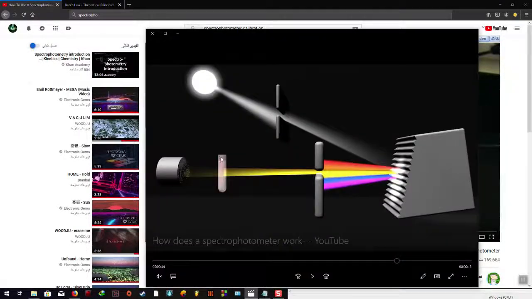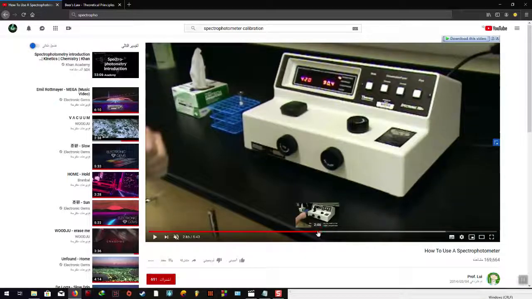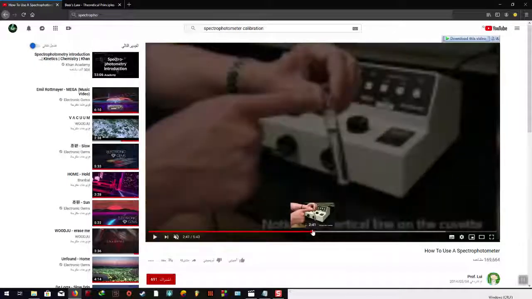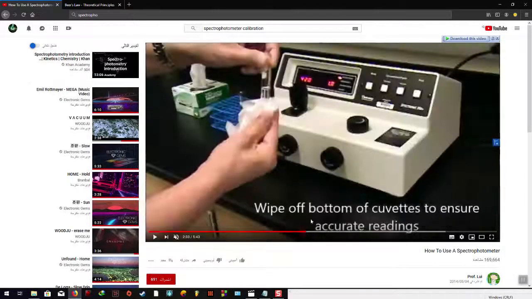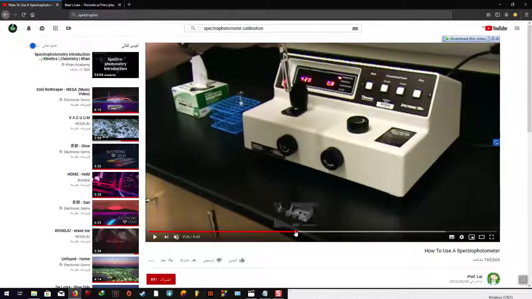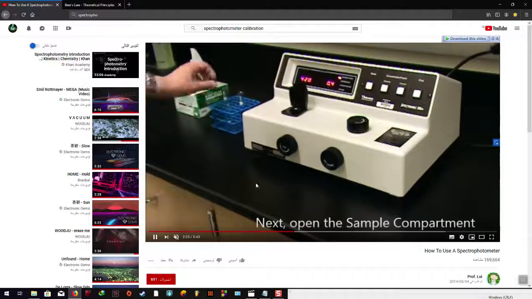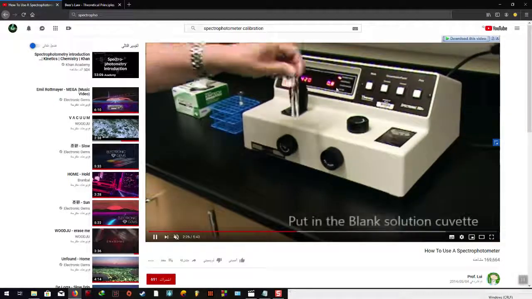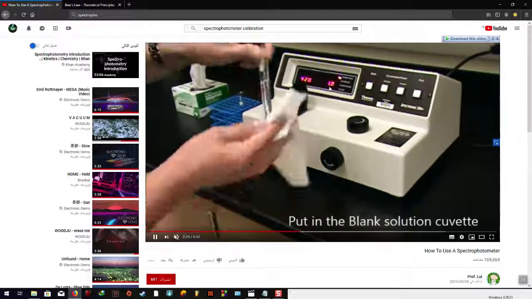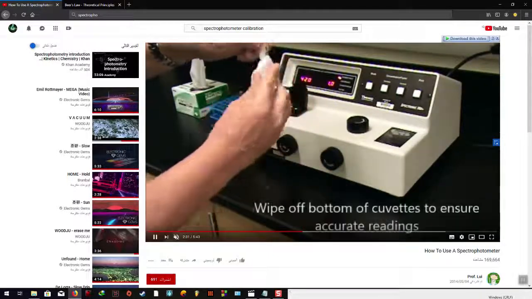Now after we put in the blank, there is a button that will instantly open the slit. When we open the slit, the light that has the specific wavelength will pass through the sample to the detector. As you can see, after he made the absorbance or transmittance 0, when you open the chamber, another light comes in and the transmittance is raised a little.